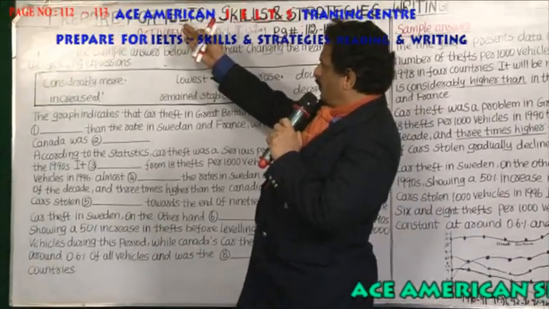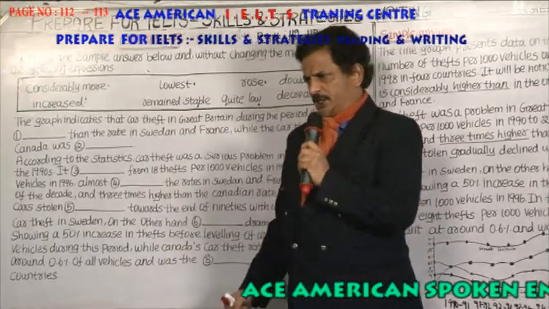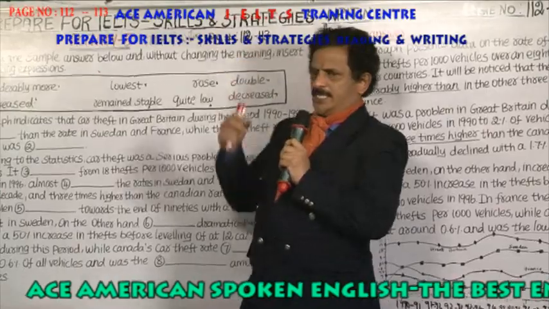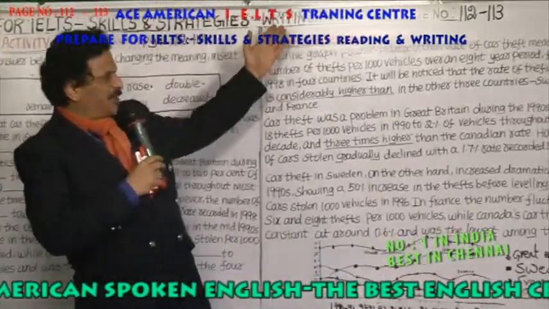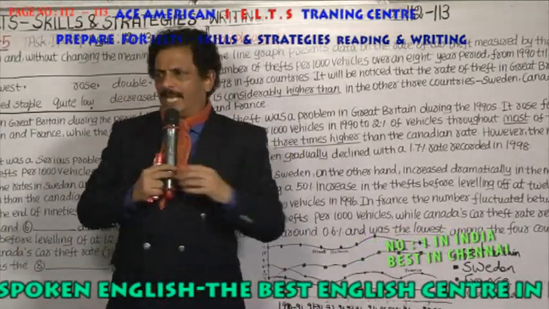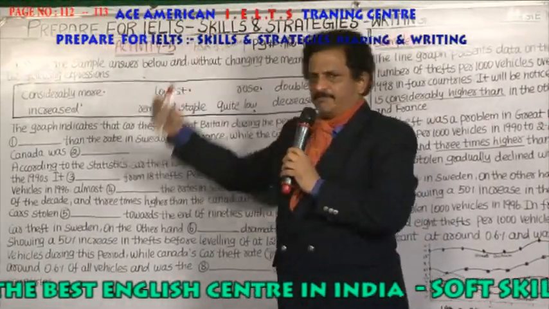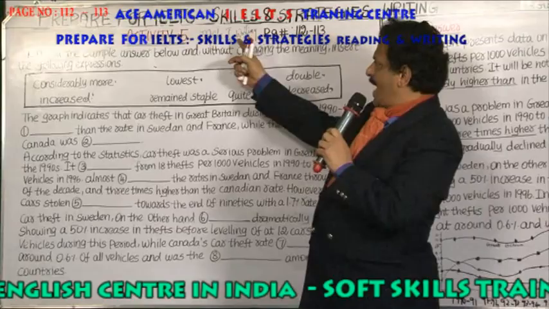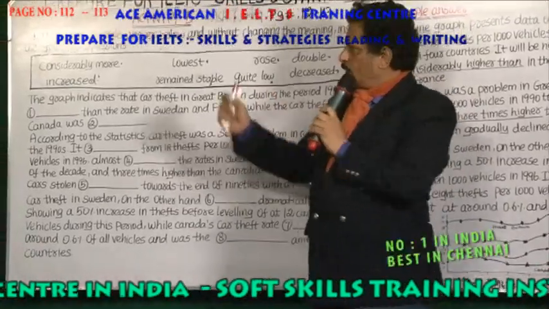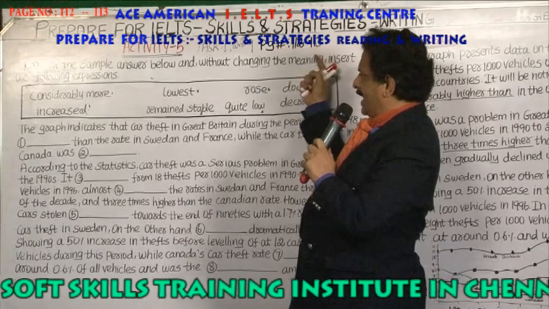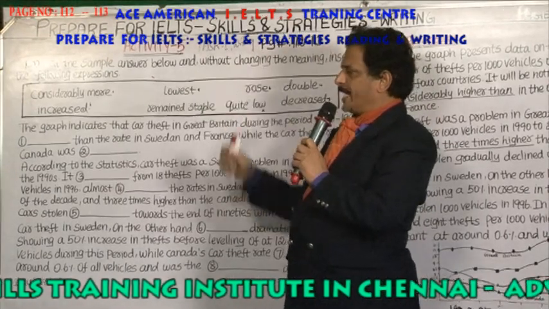Take a book, prepare for IELTS, International English Language Testing System. The skills and strategies for writing. Take page number 112 to 113. So the activity 5. So here task 1, it is a writing. Look at the sample answer below and, without changing the meaning, insert the following expressions.